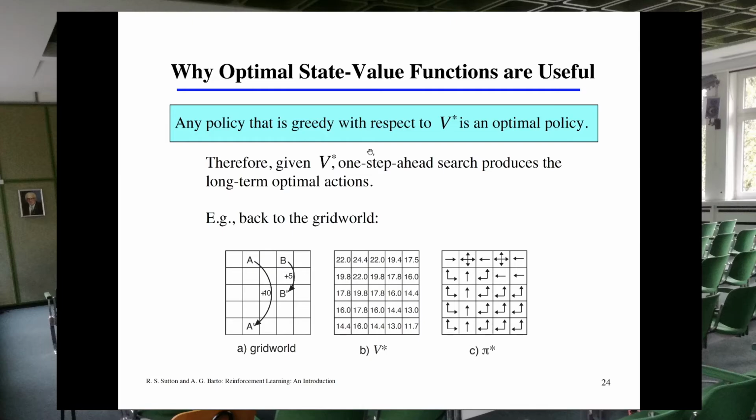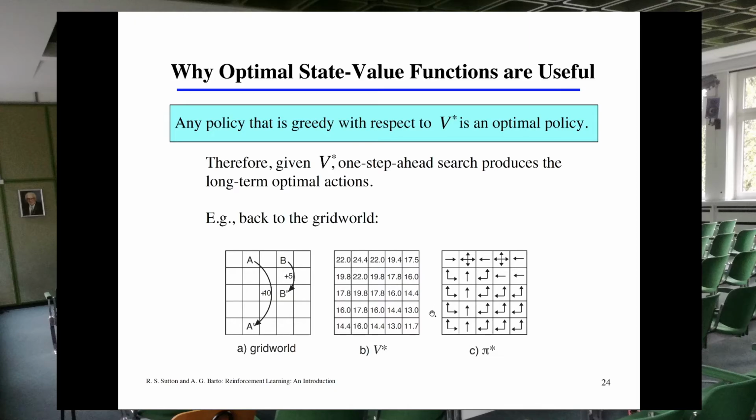Any policy that is greedy with respect to the optimal value function is an optimal policy. So given a value function, like for example this one, if we consider this value function to be the optimal value for a specific problem like the Gridworld, then if you always select the next state to move to as the state with the largest value, then you are behaving greedily with respect to that value function. And if this value function is the optimal one, then the policy is also an optimal policy.